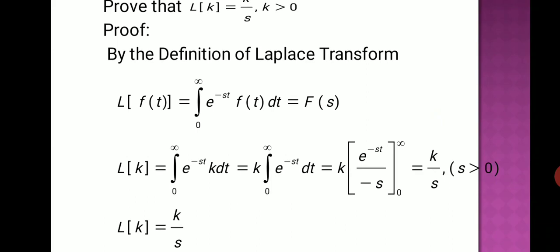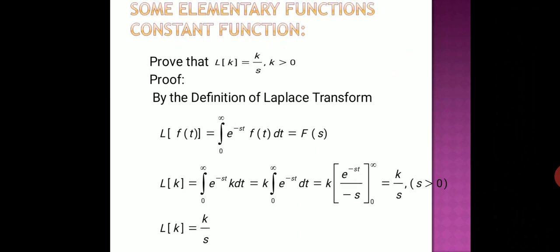This is equal to k into e power minus st divided by minus s, over 0 to infinity. Substituting upper limit minus lower limit, e power minus infinity goes to 0, e power 0 is 1. We get k by s. Here s is a parameter, therefore s is always greater than 0. So L of k is equal to k by s. This is a constant function, and one of the first formulas for Laplace transformation. L of k is equal to k by s, k is a constant. For example, L of 1 is equal to 1 by s, L of 10 is equal to 10 by s, etc.